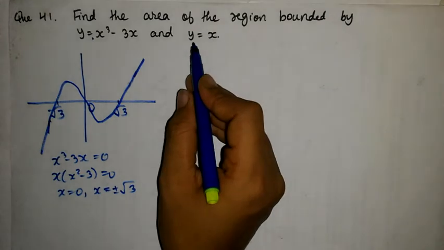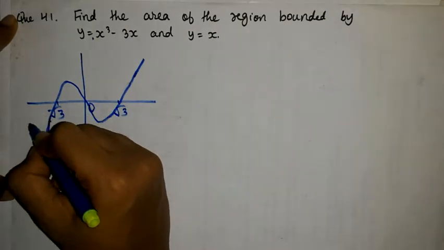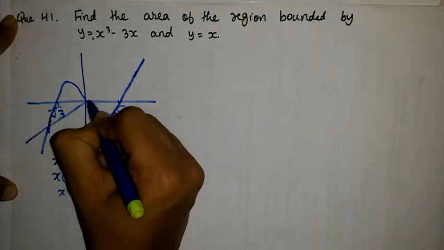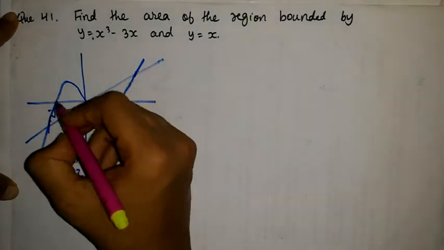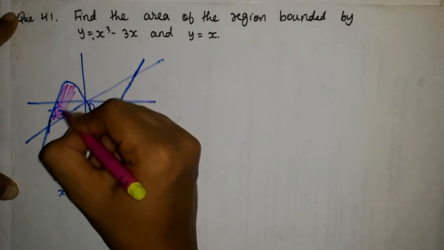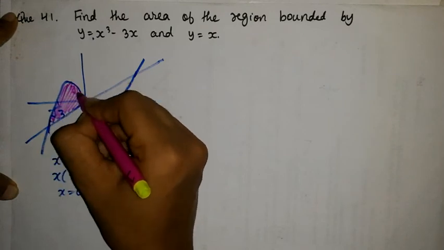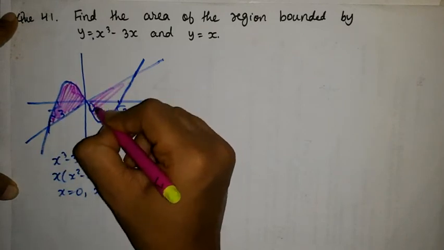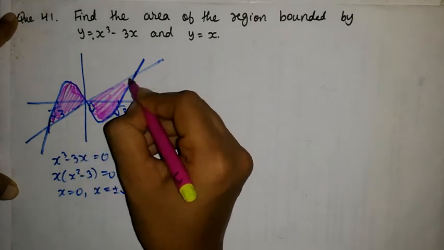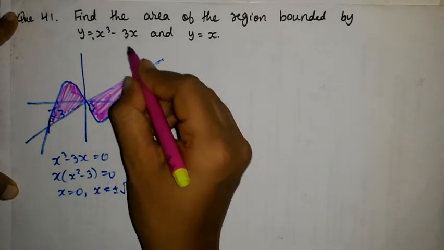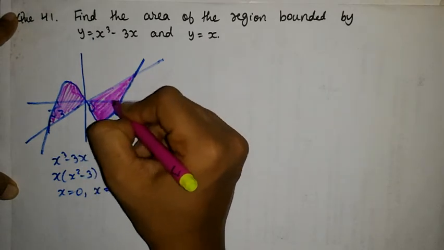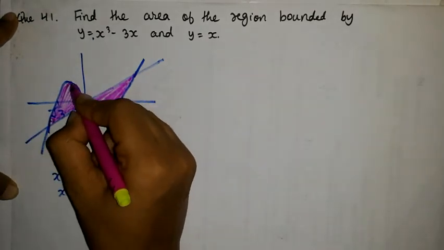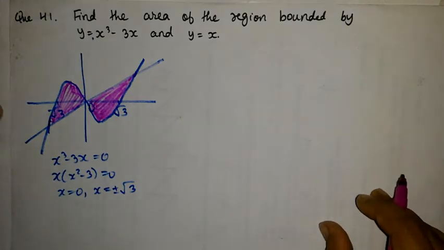Now we are given another curve, y is equal to x. So the y is equal to x curve will be like this. So the region we have to find is this one and this one, that is the region between y is equal to x cube minus 3x and y is equal to x. So we have to find this area.